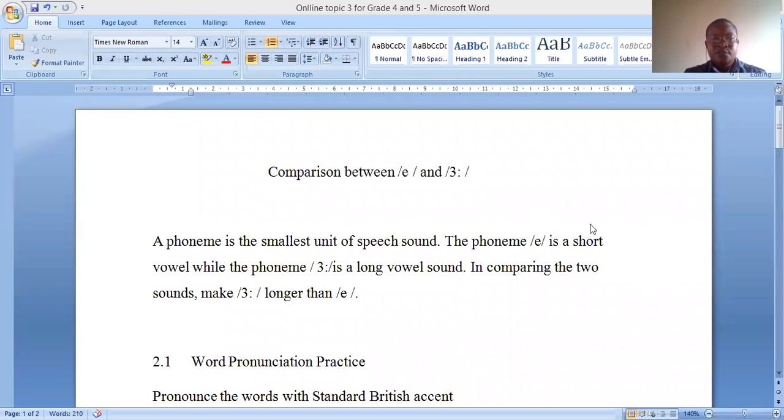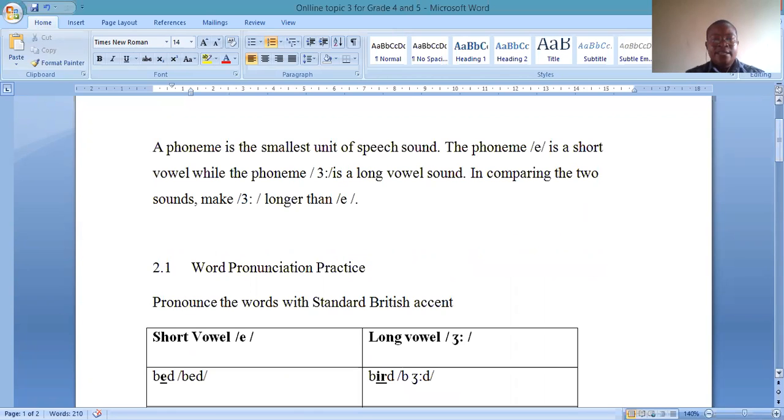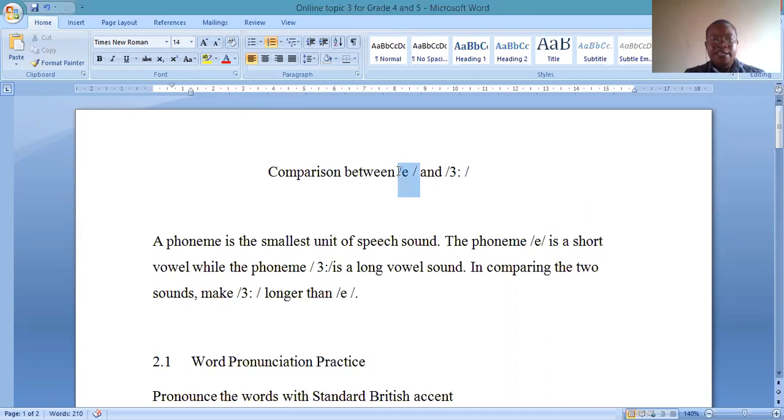We are going to start by learning the comparison between the E and the sound. So, please note that the E sound is a short sound and the sound is a long sound. If we're going to differentiate them by the way they look, this is how the sound looks, and this is how the sound looks. So let's get right into the lesson.